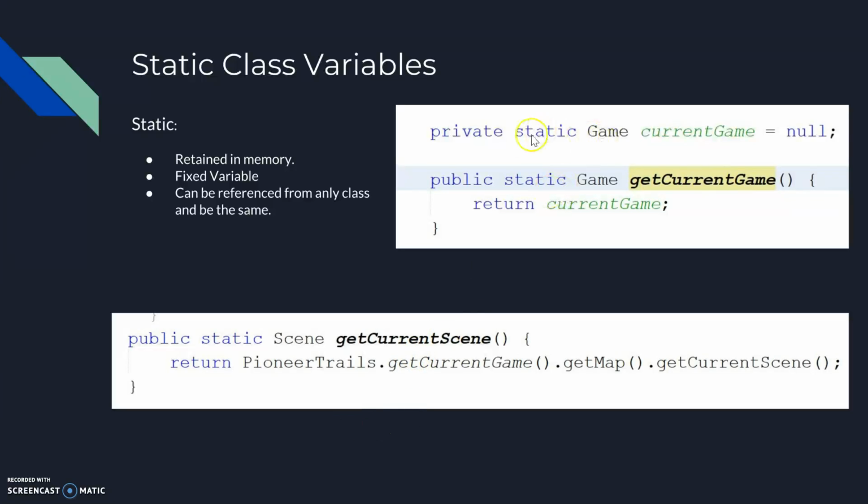For example, in my game class, we have the variable currentGame, and we have the function getCurrentGame, which returns the current game. Down here, if I want to get the current scene, all I have to do is reference PioneerTrails.getCurrentGame, and it's going to return this currentGame value. And then, of course, I'm going to get the map and get the scene and everything else.